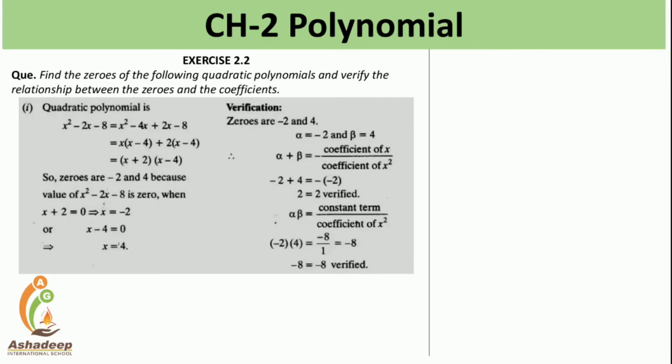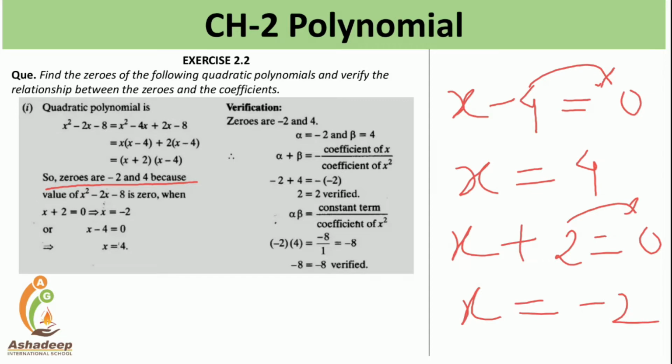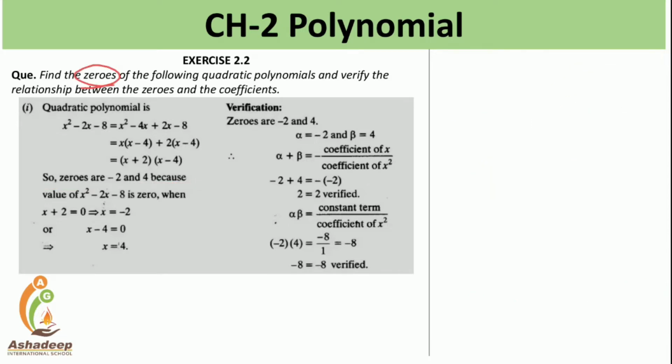So the zeros are minus 2 and 4, which we also did in the last lecture. How can we find them? x minus 4 is equal to 0. If minus 4 goes to the other side of the equals, it becomes plus, so x is equal to 4. And if x plus 2 is equal to 0, if plus 2 goes to the other side, x is equal to minus 2. So plus 4 and minus 2 are the two zeros of the polynomial. So we get the zeros, right? So the first part is satisfied.